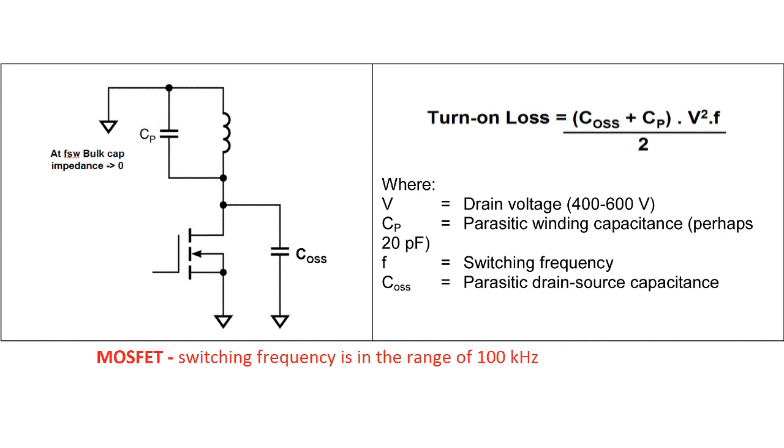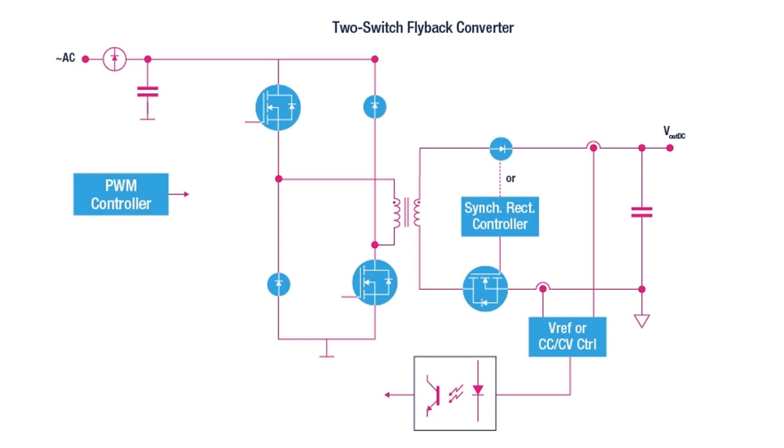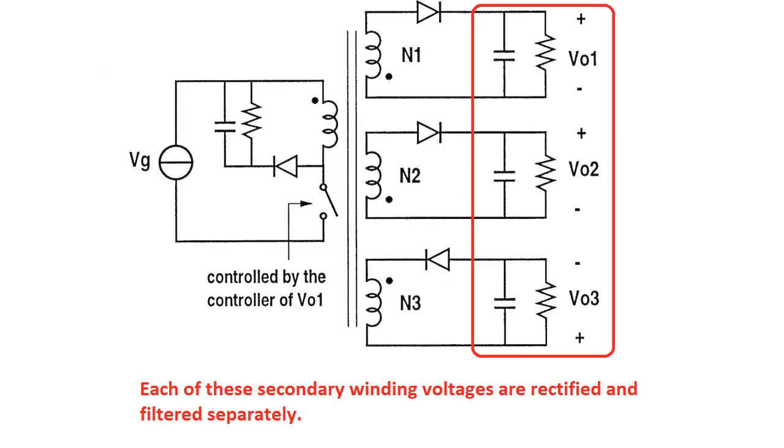The commonly used flyback converter requires a single controllable switch like a MOSFET, and the usual switching frequency is in the range of 100 kHz. A two-switch topology exists that offers better energy efficiency and less voltage stress across the switches, but costs more and the circuit complexity also increases slightly. In case multiple isolated output voltages are required, the flyback transformer will need to have multiple secondary windings. Each of these secondary winding voltages is rectified and filtered separately.